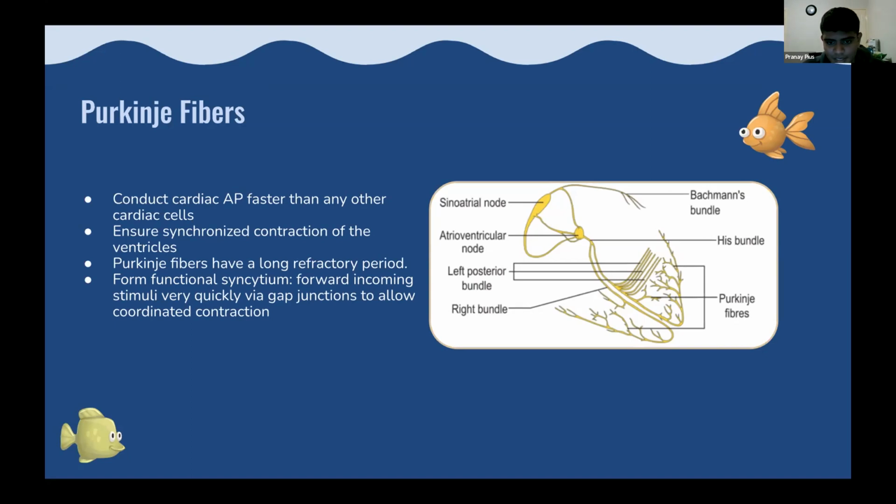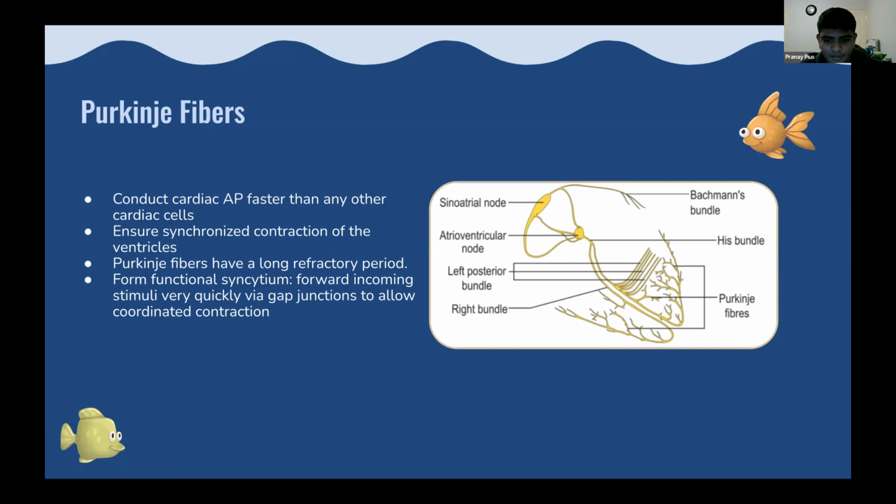They have communication with the bundle of His, which is the next stop after the AV node, and this is what causes them to contract so synchronously, because they come from the same point, like the left and right bundle branch. They come from the bundle of His, and then that's how it's synchronized, right?